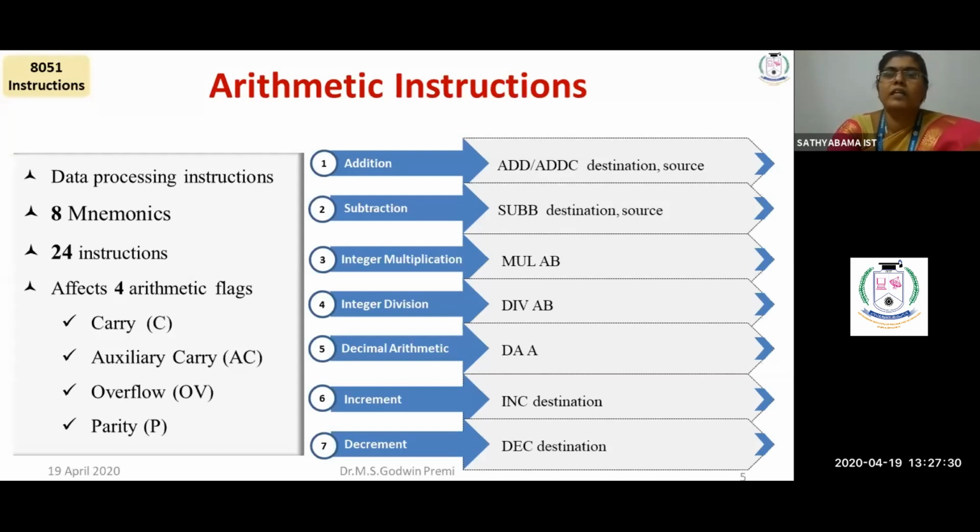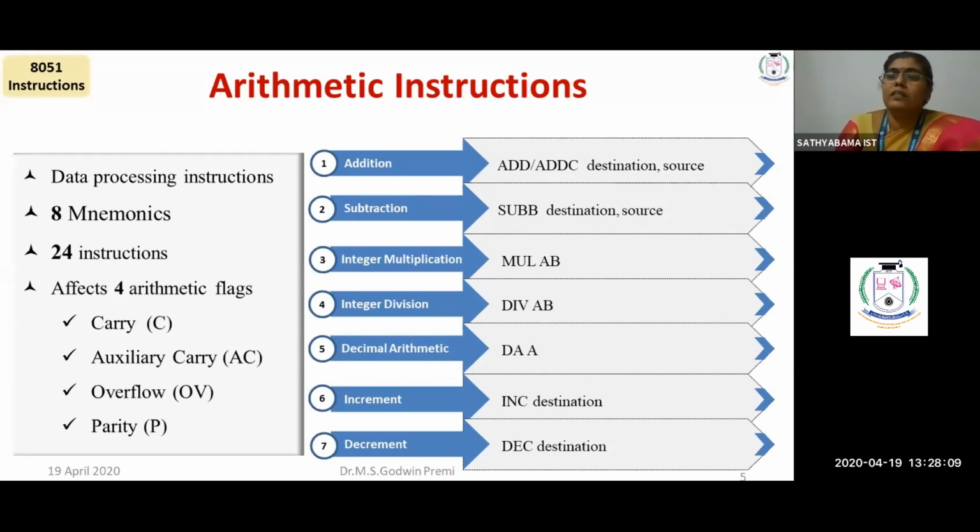So what are all the arithmetic operations we can perform in 8051? They come under data processing. In the arithmetic instructions available in the 8051, there are 8 mnemonics. With the 8 mnemonics, we can form 24 instructions. And these instructions affect all the math flags, which we can also call arithmetic flags. They are carry, auxiliary carry, overflow, and parity.